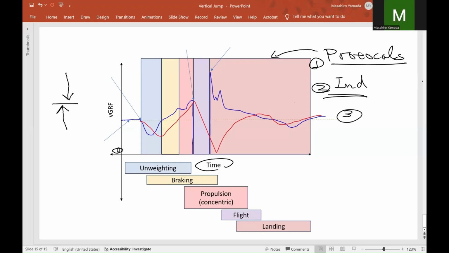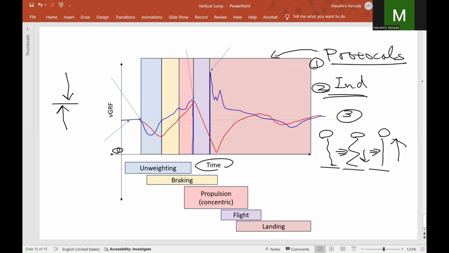I want to introduce a third factor, but before that, I'm going to go over what the counter movement jump should look like. Start from standing still on the force plate, and then you get down as quickly as possible and jump as high as possible, right? So that's the counter movement jump, or vertical jump.